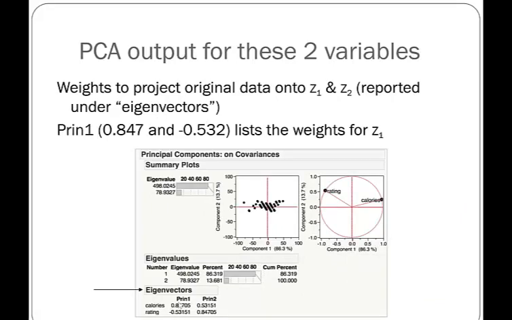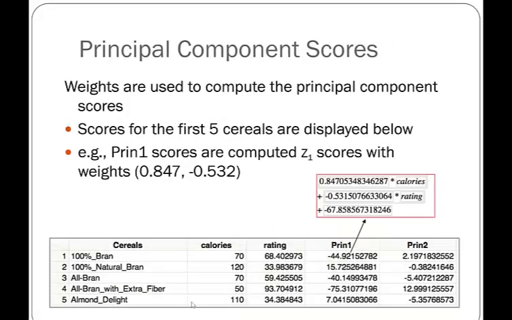The eigenvectors, on the other hand, tell us the linear combination, or rather the weights that go on each of the original variables. So if we want to come up with the principal components, then what we need to do is take the calories variable and subtract its mean, and then multiply that by this score 0.847. Take the rating variable, subtract its mean, and multiply that by negative 0.532. Add those together and we're going to get negative 44.92. So this is the first principal component score for 100% bran.